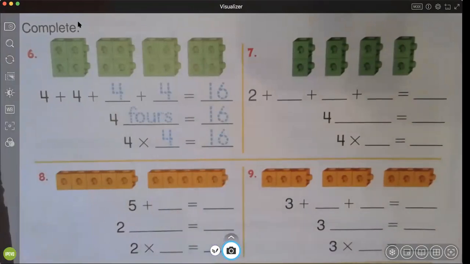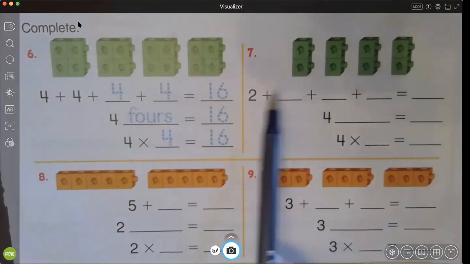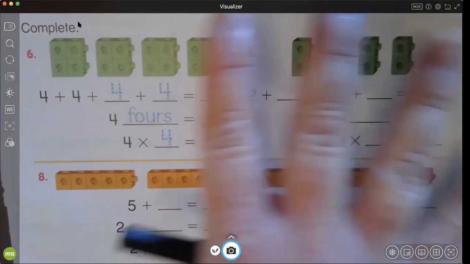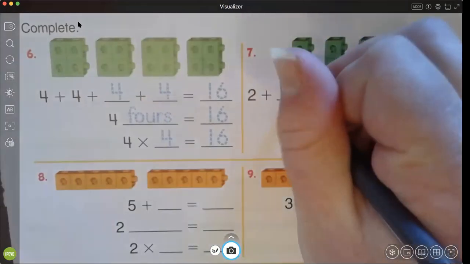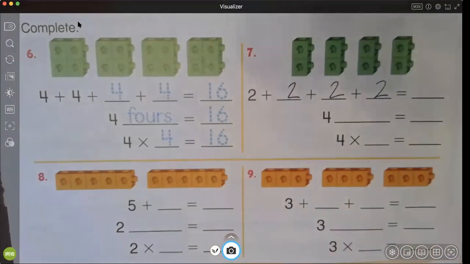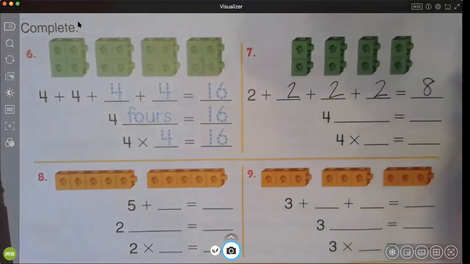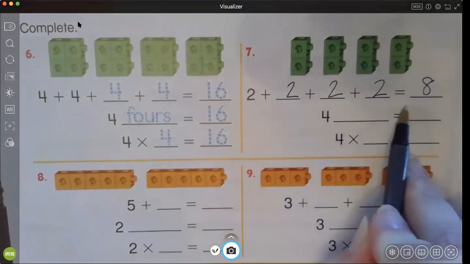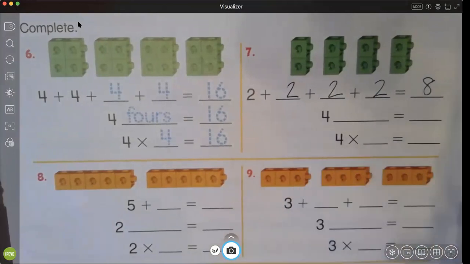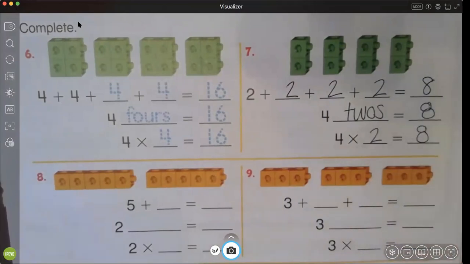Okay, now we're going to have to add in a little bit more work. So now we have 1, 2, 3, 4 groups of 2. So we're going to add 2 together 4 times. So now if we count by 2s, we have 2, 4, 6, 8. So 2 plus 2 plus 2 plus 2 equals 8. Okay, then we have 4 2s. There's 4 groups of 2, which also equals 8. Then we have 4 times 2, which also equals 8.